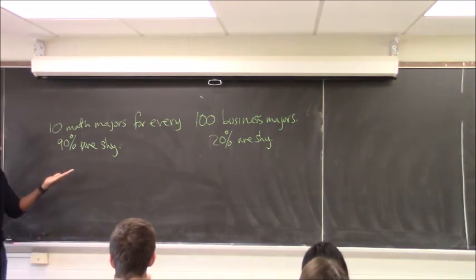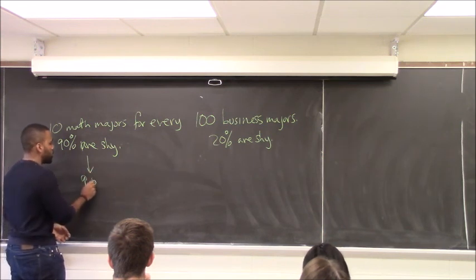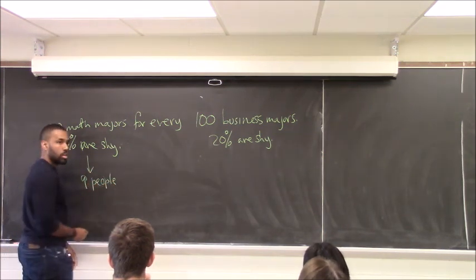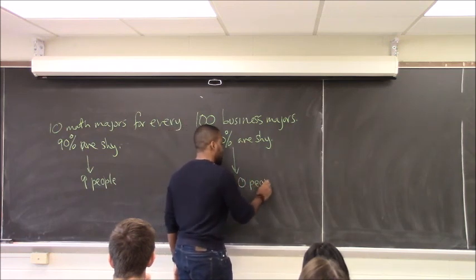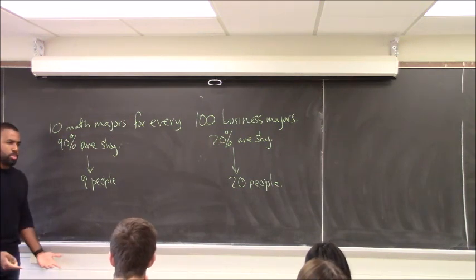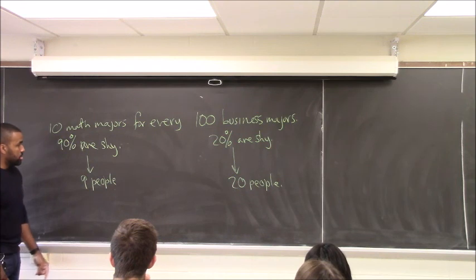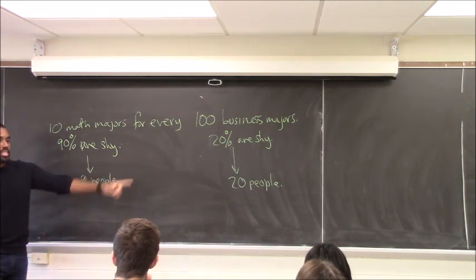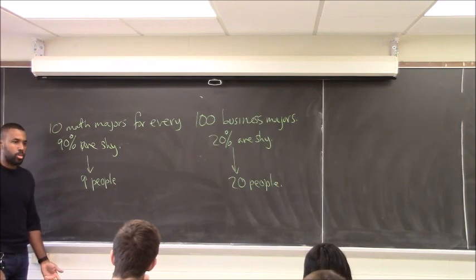But then when you look at the numbers, over here would be 9 people who are shy, whereas over here there would be 20 people who are shy. So if you were to group all the shy people, which is what your sample space should be, you would have 29 people. And guess what? You're twice as likely to bump into a shy business person as you are a shy math person, right?